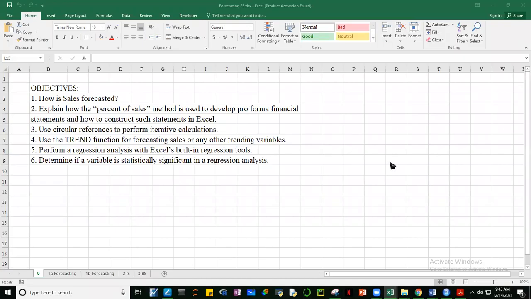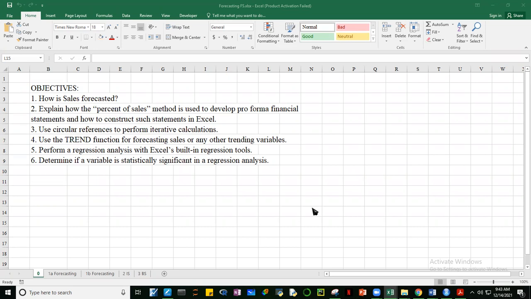Today we're going to discuss the last topic for financial planning and analysis. So far, what we discussed in financial planning and analysis was time value of money, budgeting, cash budget, and today we're going to discuss forecasting financial statements.